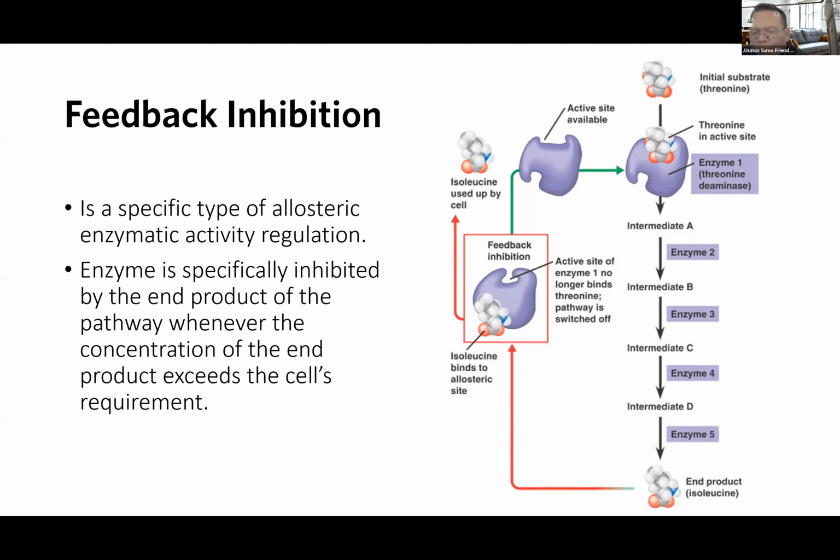But anyhow, this end product will attach to the allosteric binding site of the enzyme. So now the active site of this enzyme has changed again, and it will block the substrate that has been used at the same time in the previous explanation. Next slide, please.